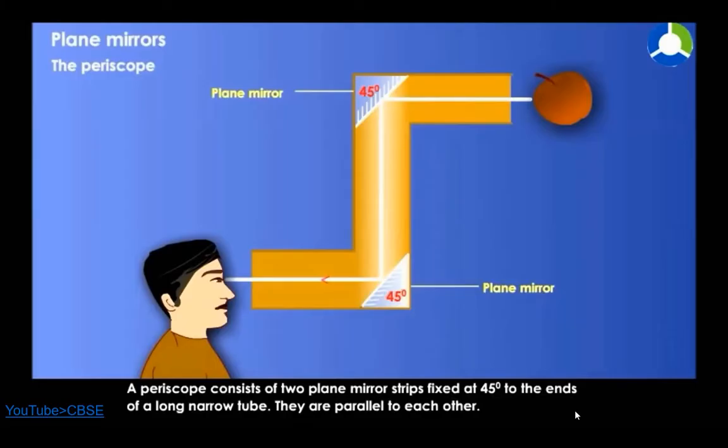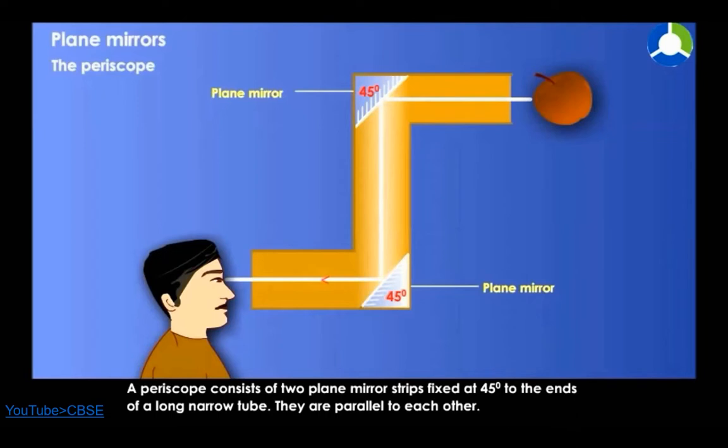Now, the application of multiple reflection is the periscope. A periscope consists of two plane mirror strips fixed at 45 degrees to the ends of a long narrow tube, and they are parallel to each other.